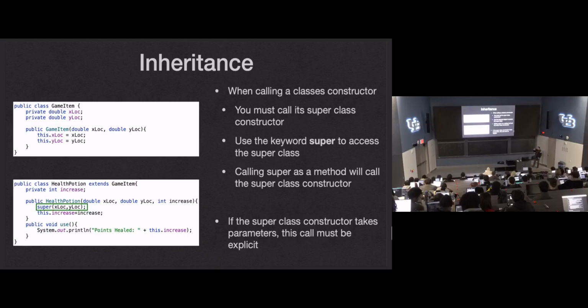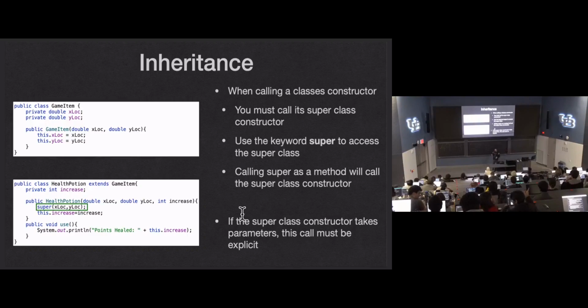Before we get to a deeper answer on that, we've got to call the superclass constructor. Whenever you have inheritance, the constructor of the child class has to call the superclass constructor. You have to. When you create an object of type HealthPotion, there's no getting around it. The superclass constructor, the GameItem constructor, has to be called. Period. That's it. Absolutely has to be. We can do that by using the keyword super, which is somewhat similar to this, but quite a bit different as well.